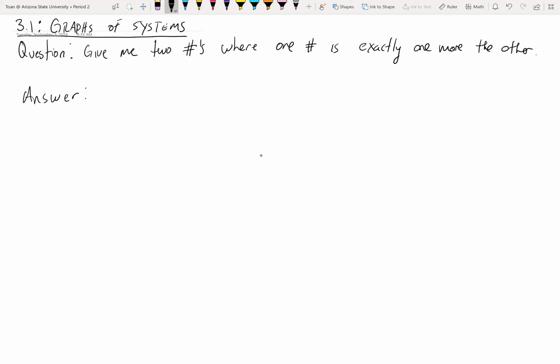6 and 7, 1 and 2, 3 and 4, 4 and 5. So I'm going to list these guys down. 9 and 10 would work. That satisfies. Let's just write it down in the same format so it's not all jumbled up. So I'll write the smaller number first and then the bigger number second. So I heard some people say 6 and 7 would work. I heard some people say 1 and 2 would work. I've heard people say 9 and 10 would work. 3 and 4 would work. 4 and 5 would work.